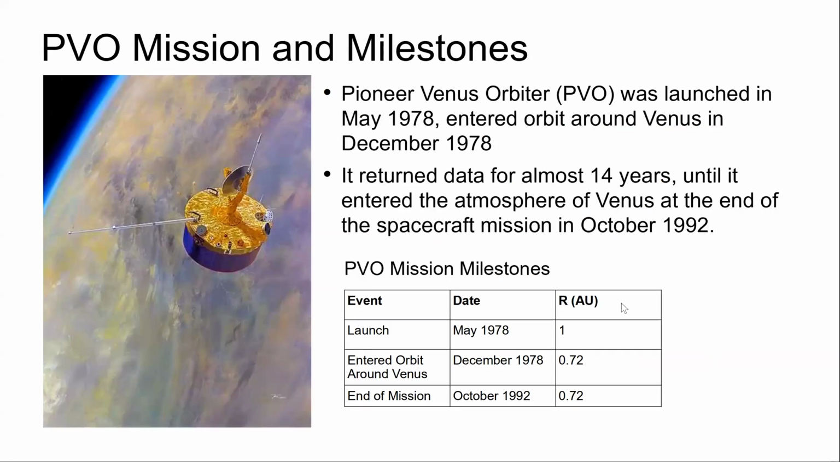Pioneer Venus was launched in May of 1978, entered orbit around Venus in December of 1978, and it then returned data for almost 14 years. We ran the spacecraft until we ran out of power, fuel, and altitude in October of 1992, and they actually did a more or less controlled reentry, receiving data all the way down as the spacecraft entered the atmosphere.